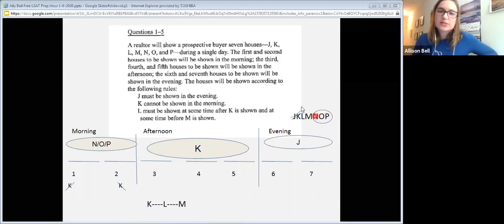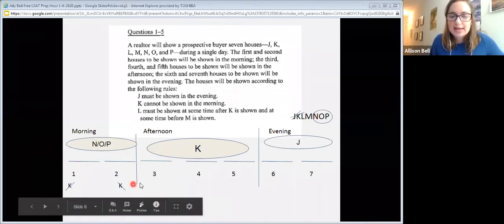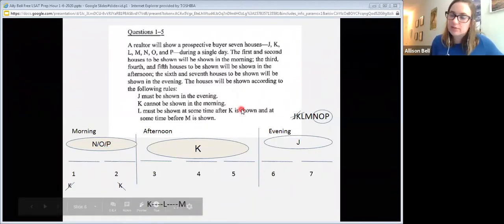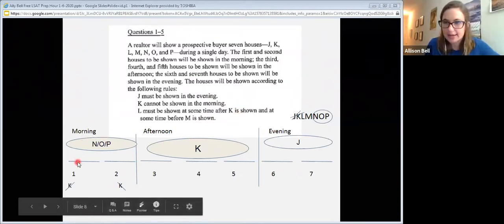The other thing I noticed is at this point, I hadn't been told anything about the morning, but I know that it's not going to be K in the morning. And if it's not K, then L and M are going to come after K. They also can't be in the morning. J can't be in the morning. So none of the letters that I've been given rules for can be in the morning. I've got a highly restricted area over here in the morning.